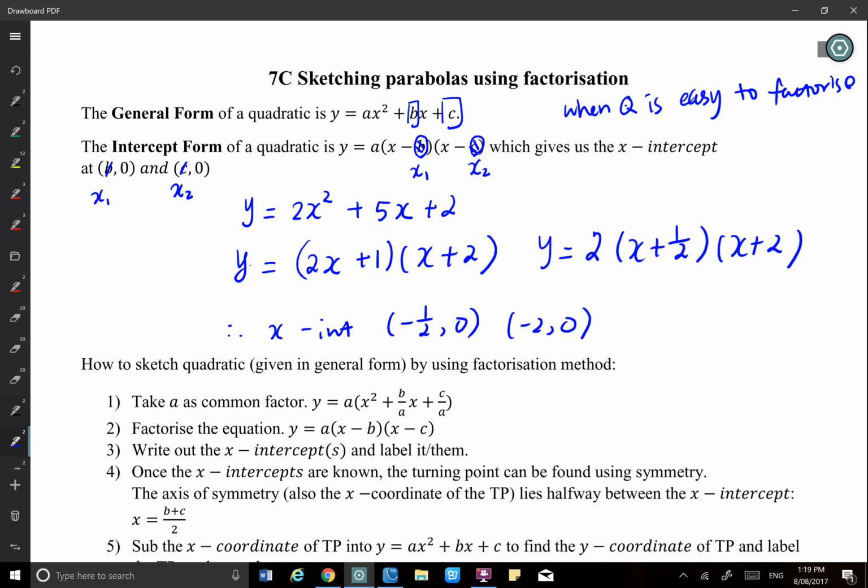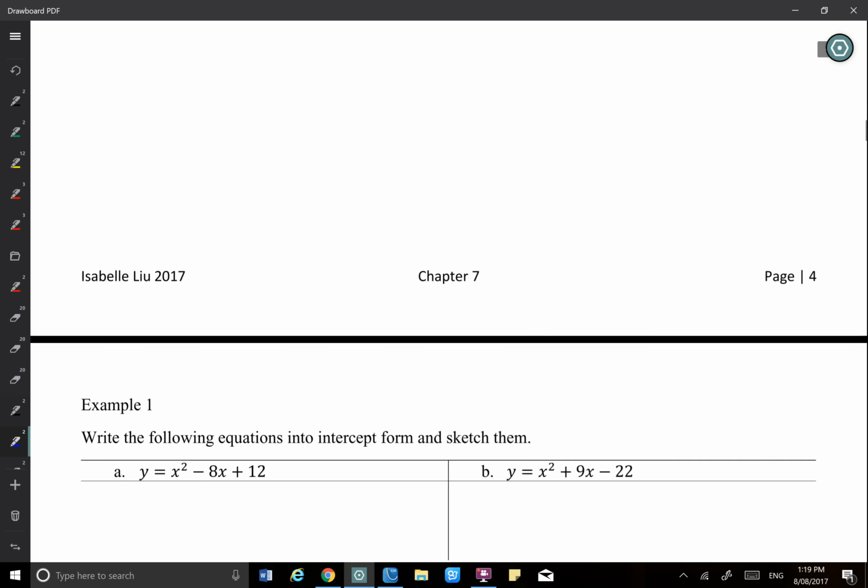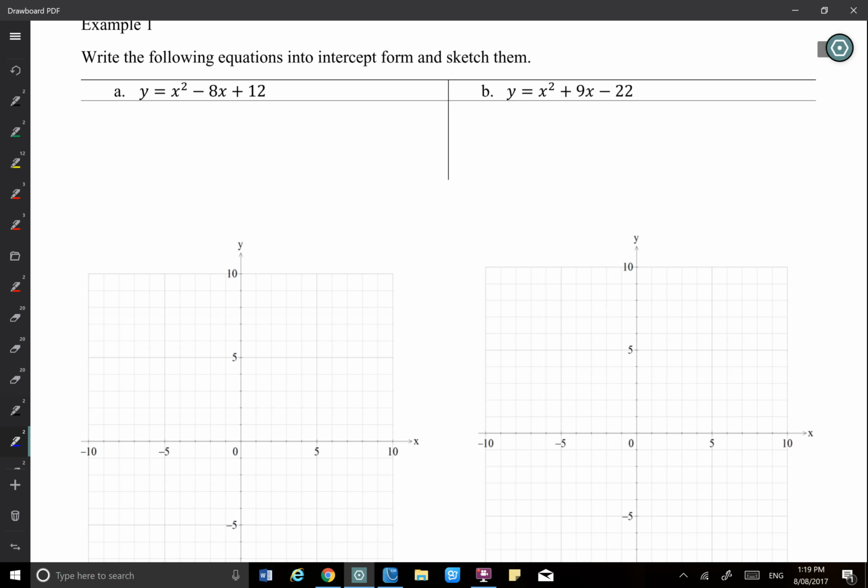Remember when sketching a quadratic by turning point form, we sketch the turning point first, and then the y-intercept, and then we find the x-intercepts. That's the order. Now if we sketch using the x-intercept form, we find the x-intercepts first, then the y-intercept, and the last one is the turning point. We still find those three special points, but in reverse order. That's all the theory, so let's jump directly to a question and have a look.